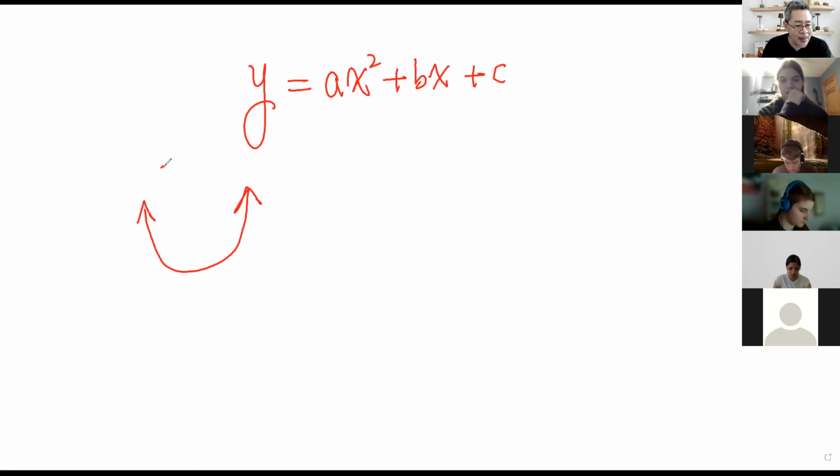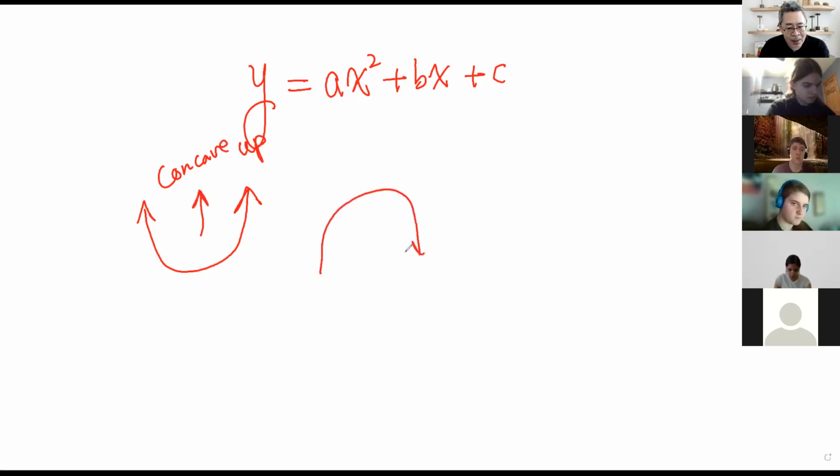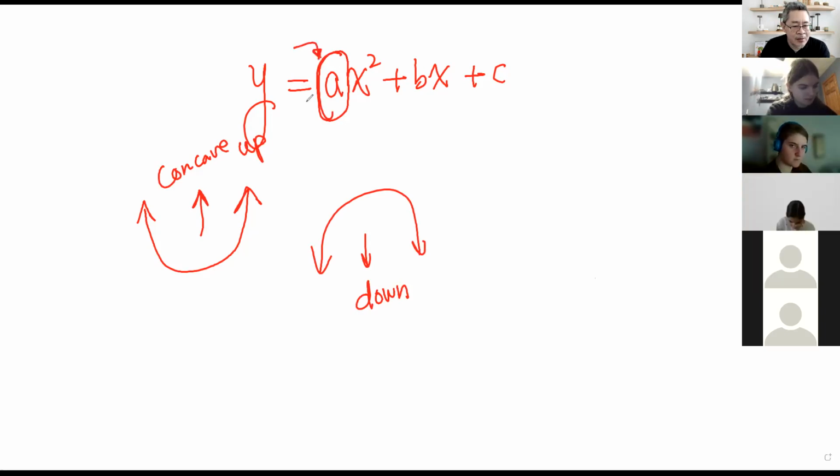Now, this is called concave up, and this is called concave down. And up and down has to do with what's called the leading coefficient. So if this a is positive, then it's up. If a is negative, it's going down.